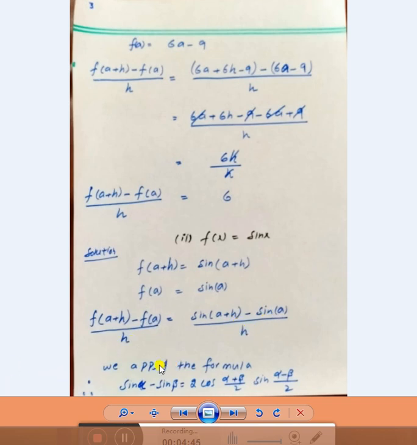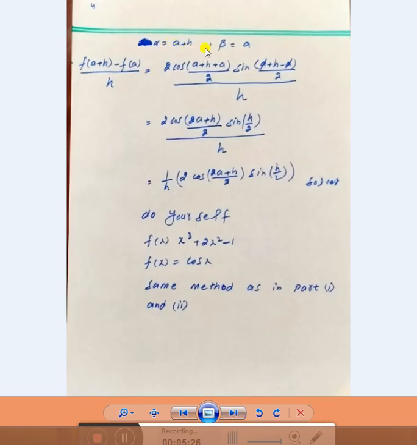Students, here, as you know, we apply the formula for sin α − sin β, the half angle formula which you have studied in the first year mathematics book, chapter number 10. sin α − sin β = 2 cos((α + β)/2) sin((α − β)/2). Okay, a + h is the value of alpha and a is the value of beta. Alpha is equal to a + h and beta is equal to a.